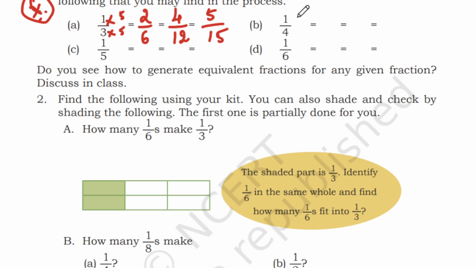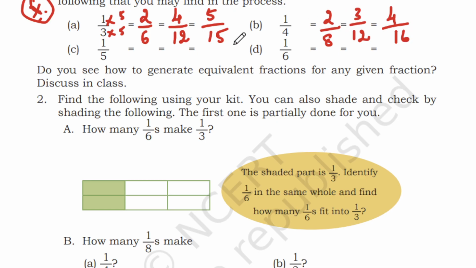Okay, next you have 1 by 4. So 1 by 4, if you multiply by 2, 2 ones are 2, 2 fours are 8. If you multiply by 3, 3 ones are 3, 3 fours are 12. If you multiply by 4, 4 ones are 4, 4 fours are 16. Okay, so this one is an exam important question, students.